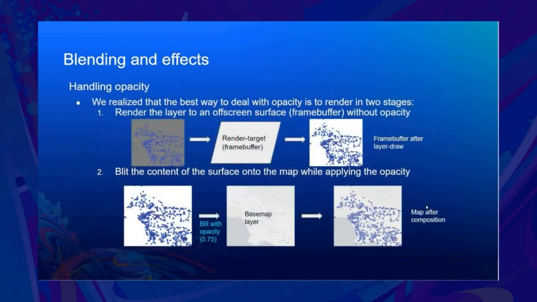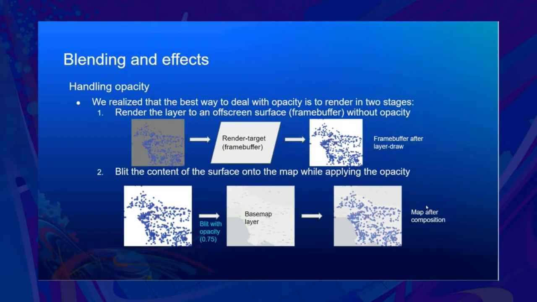So we tried to figure out the proper way to handle that, and we realized that in our case, the best way to deal with opacity is to use what's called a render target, or in the WebGL world, it's called a frame buffer object. The technique is to render the layer without any opacity onto that render target. Then blit the content of that frame buffer object, or what's called the color texture, on top of the map with the desired opacity. This way, we end up with exactly the result that we're looking for.